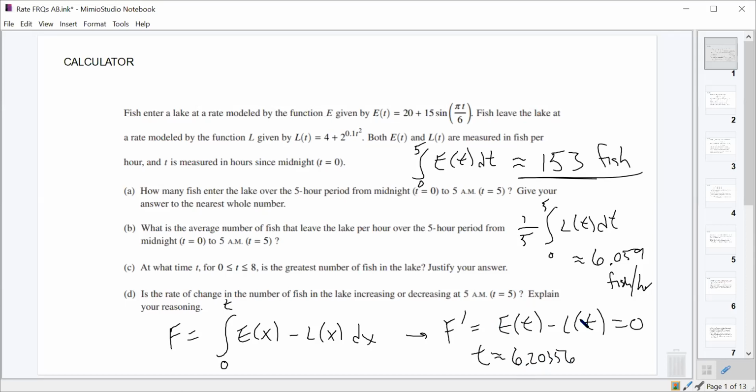And then you'd also need to check what? Check the endpoints, right? So we need to check at 0 and also at, what is it? Is it 8? Yeah. So we're going to check at 0. We're going to check at 8. We'll plug 0 and 8 both into this. If we plug in 0, the value of the number of fish is 0. So it's clearly not going to be 0. But we'll plug in 6.20356 and we'll plug in 8. And looks like the largest value is at 6.20356.